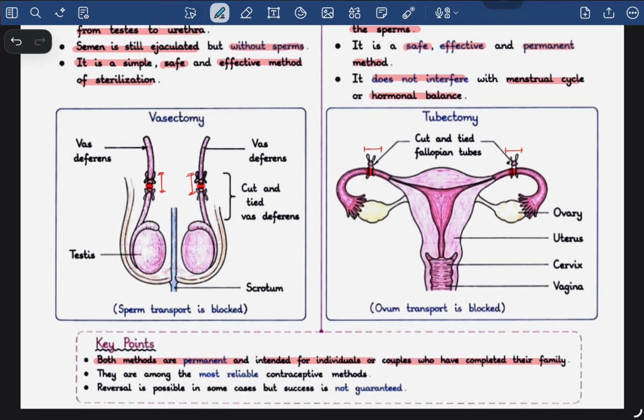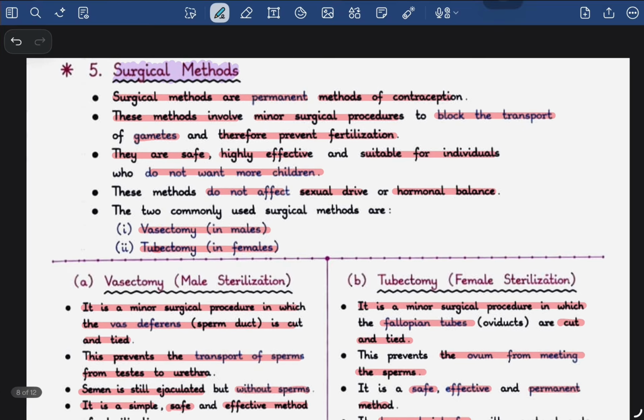They are among the most reliable methods of contraception. It is reversible in some cases, but it is not guaranteed. Sometimes it can be reversible, but in the majority of cases, it is irreversible in nature. So in this video we have discussed the different types of contraception methods.